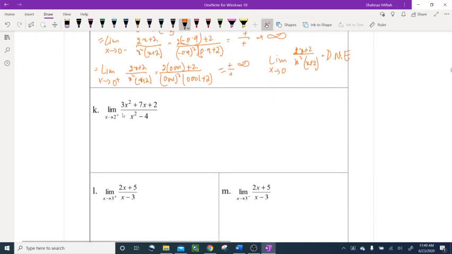Okay, plug in direct substitution here. When I did the direct substitution, I'm getting number over 0, because 3 times 4 is 12, and 7 times 2 is 14, plus 2. I'm getting some number, but I'm getting 0 in the bottom. So in this case, I'm getting number over 0, which means arbitrarily close.